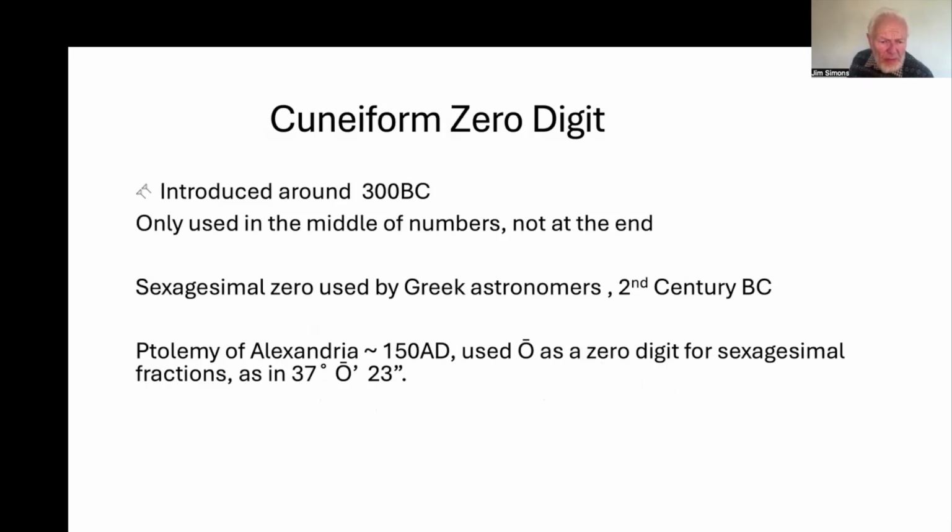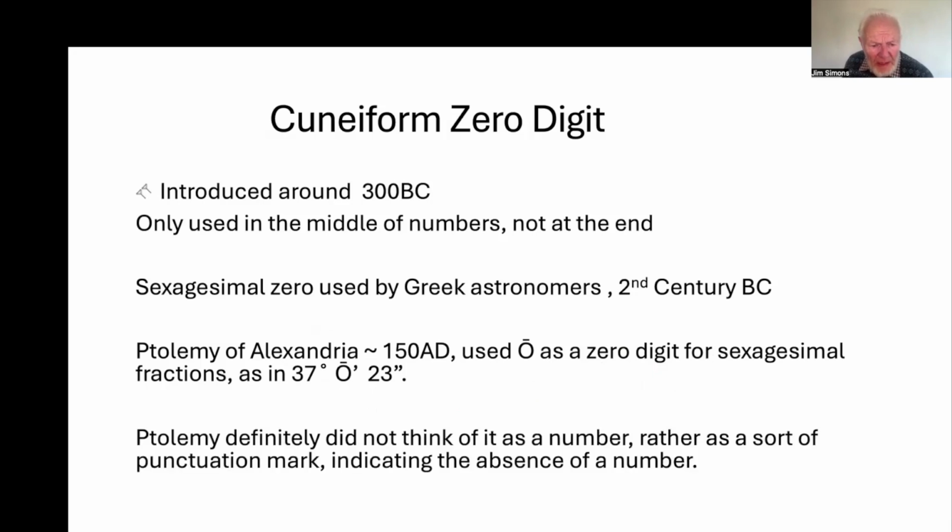Now, Ptolemy is interesting because he writes a lot, and in particular, he writes about his mathematics as well as just writing the mathematics. So in some cases, we know how he did his calculations, and we know in this case he did not think of this as a number, but rather as a sort of punctuation mark indicating the absence of a number. In other words, this is really just a gap, like the cuneiform gap, but with a thing in the gap to reassure you that there really is a gap there. It's not just that I've written it sloppily.